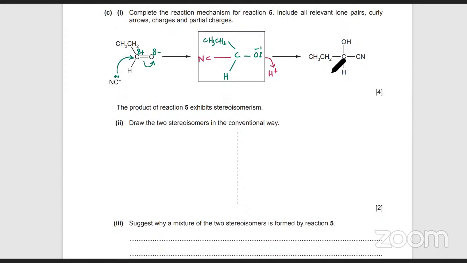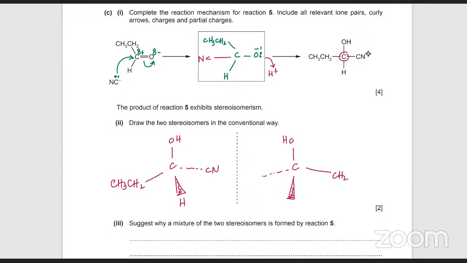Then the next question is to draw the two stereoisomers. It's a chiral molecule, so we just draw it. You've got an OH, you've got a CN, you've got an H, and you've got CH3CH2. Or it's got a reflected version: OH again, dotted going this way, H slightly this way, and CH2CH3 on the other side.